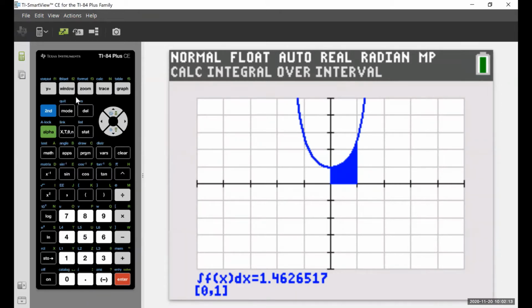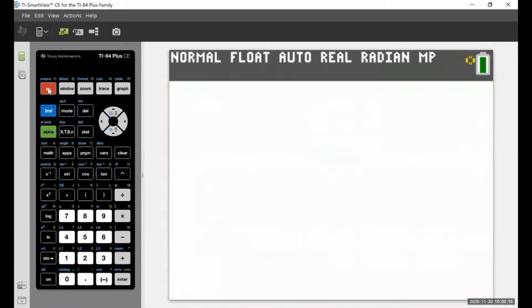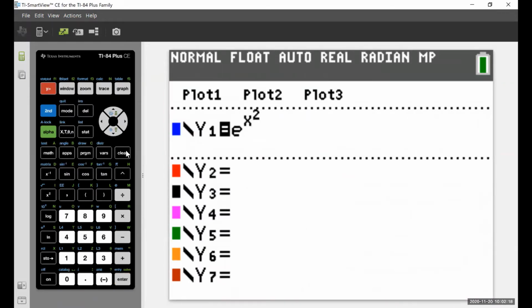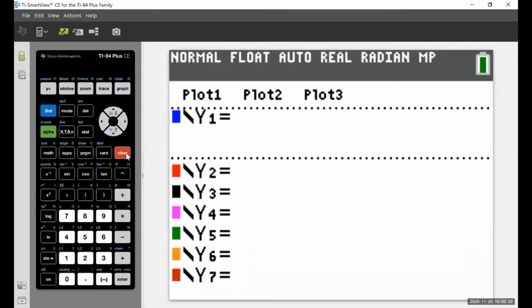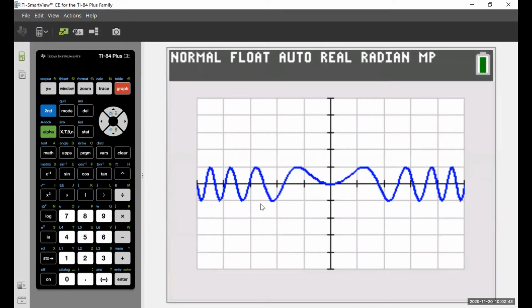Now let's check the second one. We repeat the process. We go to Y equals, and here we enter the function. In part B, we have sine x squared. So sine of x squared, close the parenthesis, and draw the graph. That is the graph of the function sine of x squared.